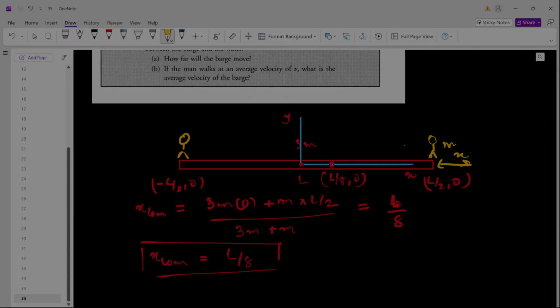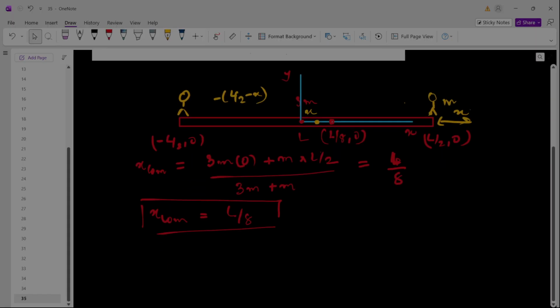right? Which means that the center of mass of the barge would now be somewhere here at a distance x from the origin, and the distance of the man from this reference point would be negative L divided by 2 minus x, right? So now we can calculate the new center of mass of the man and the barge system, right? And what will that be?